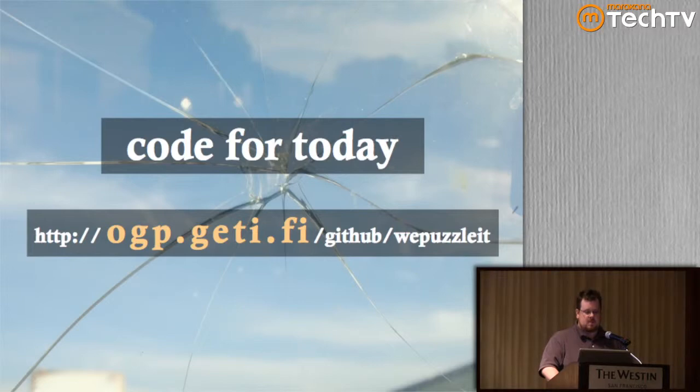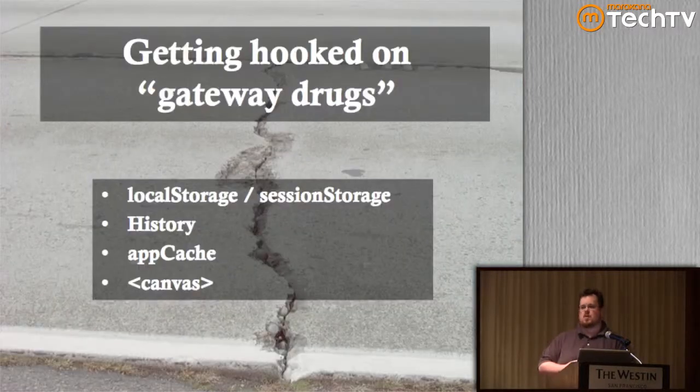All right, so the first part of this talk, we're going to talk about some of the lower level, simpler APIs, and these are the gateway drugs that I want to get you hooked on HTML5 and JavaScript, get you kind of addicted by the end of this talk. So the first things that we'll talk about: local storage, session storage, history, app cache, and canvas.